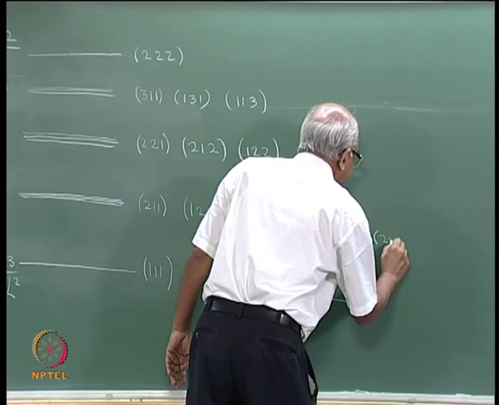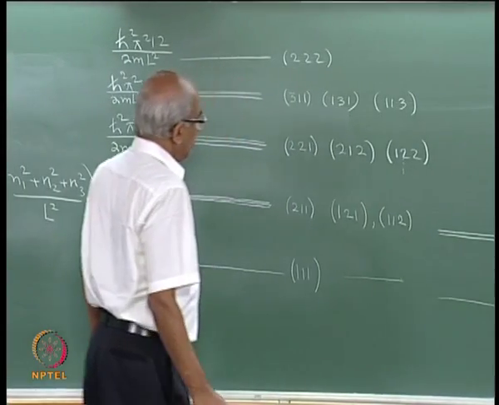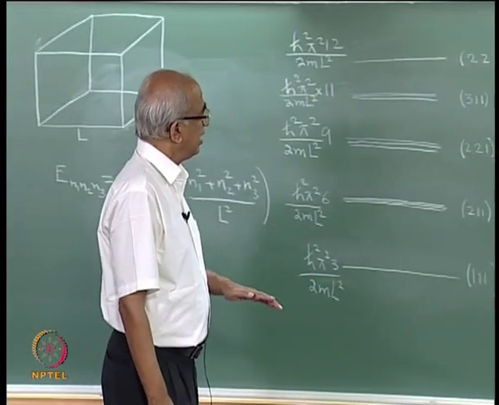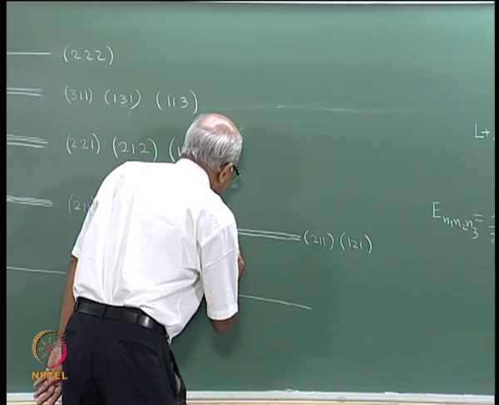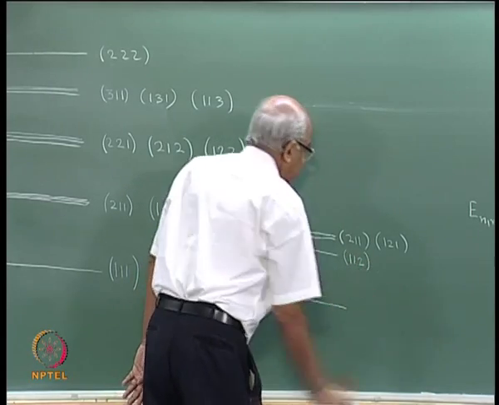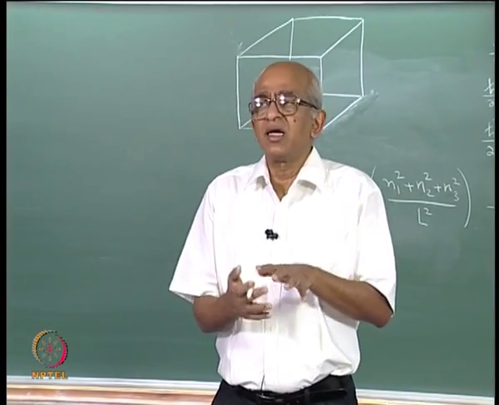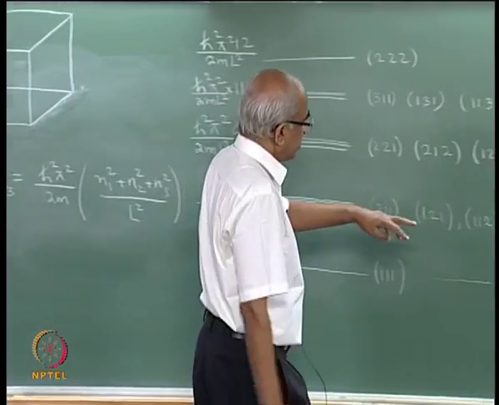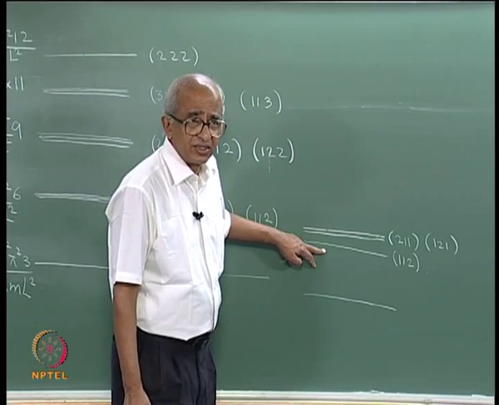This is 211 and 121, but if you think of 112, actually 112 will get lowered by a larger amount, and that means these three states are no longer degenerate. As a result of lowering of symmetry, an energy level which was triply degenerate has split up into two energy levels. One of them is doubly degenerate and the other is singly degenerate.